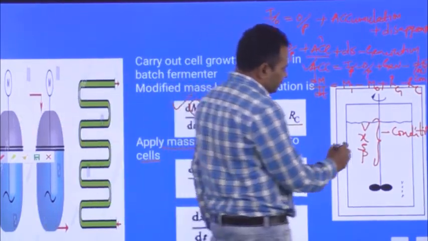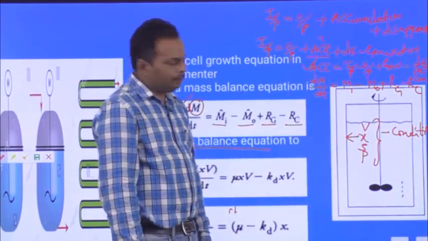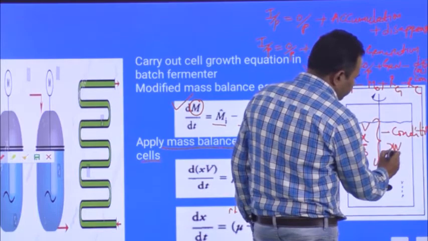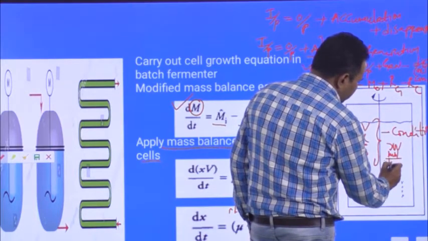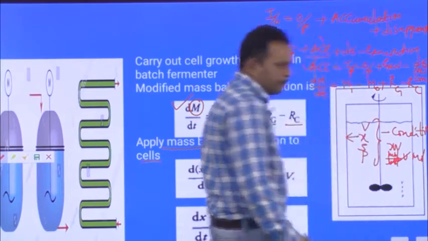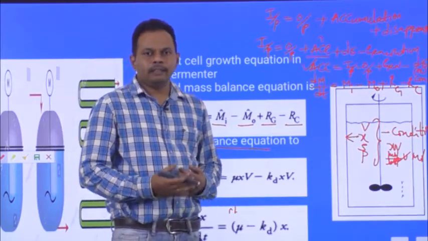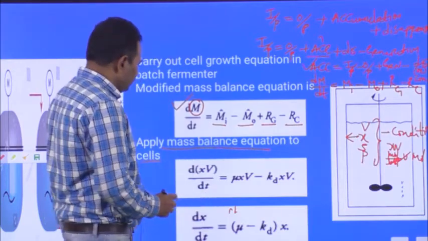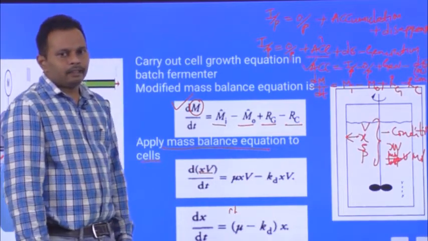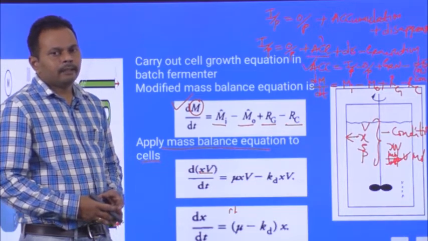Within the fermenter, the related information for the cells is the cell concentration. Cell concentration is the number of moles by volume. When you multiply X into V, X is the concentration in moles by volume, into volume again, the volume cancels and you obtain the moles of the cells. If you multiply moles with the molecular weight of the cell, that gives the amount or kg. So here, in place of m, write X into V. X is the cell concentration into volume, which gives the moles, and moles multiplied with molecular weight gives the mass of the cells.